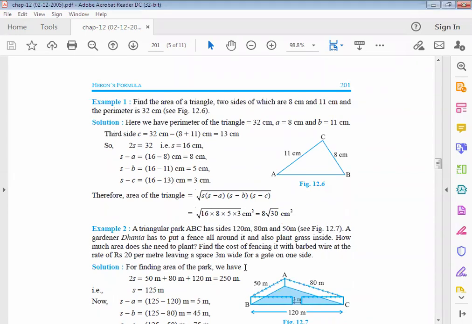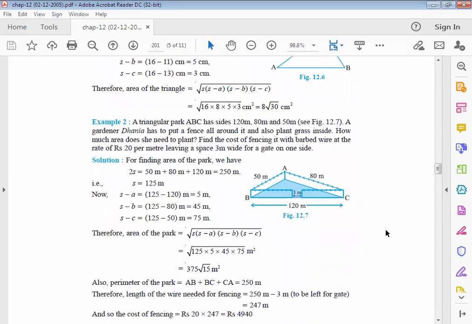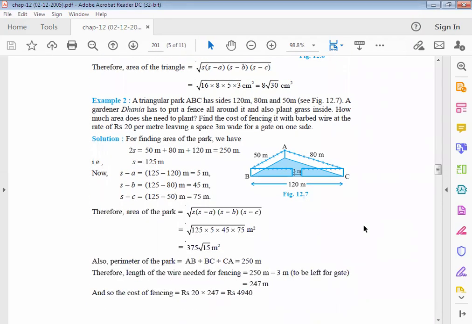Now in the second example, read the example number second. A triangular park ABC has sides 120 meter, 80 meter, and 50 meter. A gardener, Dhania, has to put a fence all around it and also plant grass inside. How much area does he need to plant? Find the cost of fencing it with barbed wire at the rate of rupees 20 per meter, leaving a space 3 meter wide for a gate on one side.